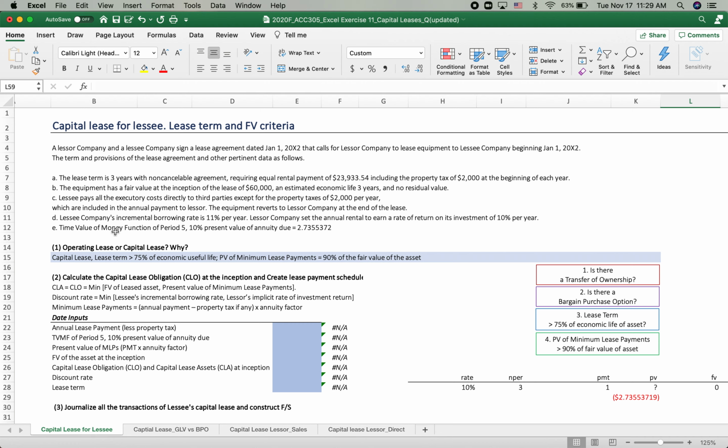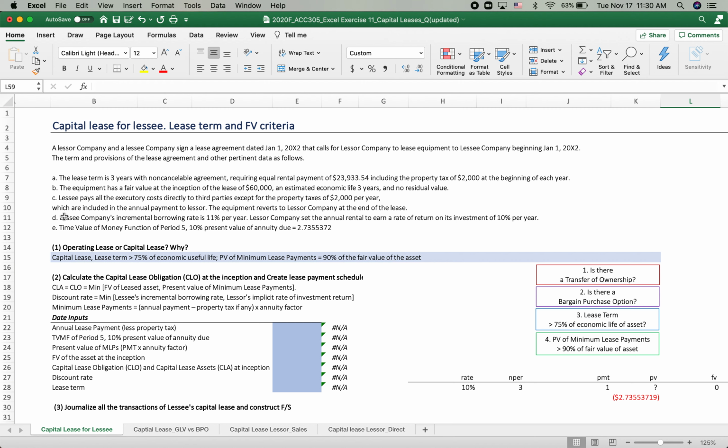The lessee pays all executory costs directly to third parties except for the property taxes of $2,000 per year. This property tax is included in the $23,933 equal rent payment. So the actual payment of this lease is $21,933, excluding this $2,000.